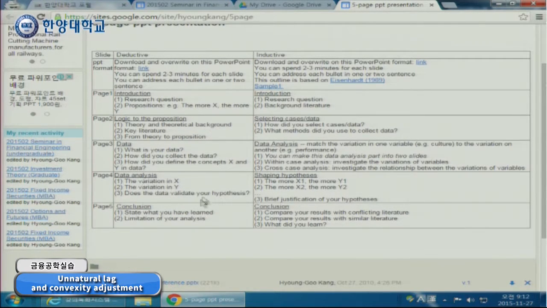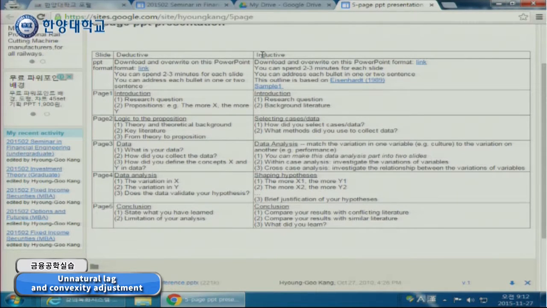You show that when you change X, Y changes. Of course, it is not enough to just explain the correlation between X and Y. There should be logical causality. You should show the data correlation, and you should logically argue that they have a causal relationship: X causes Y. Conclusion: state what you have learned and the limitation of your analysis. That's the deduction.